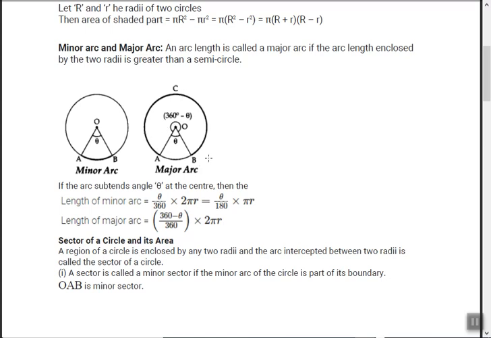See this major. Now if this angle is theta, then the other bigger angle will be 360 minus theta. Now this bigger angle is called as what? Reflex angle, right? Any angle which is greater than 180 and less than 360 is known as reflex angle. So this is theta, so reflex angle will be 360 minus theta.